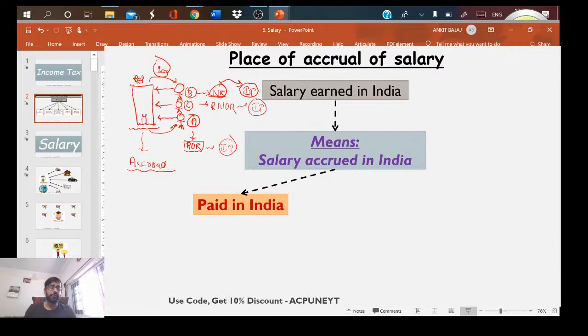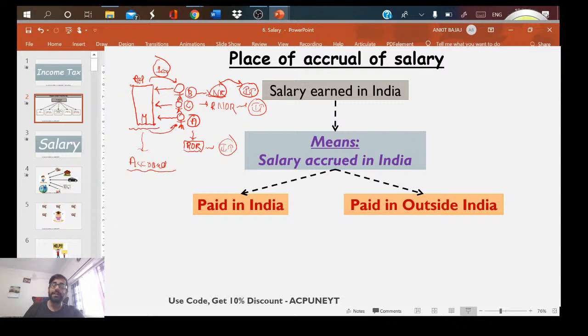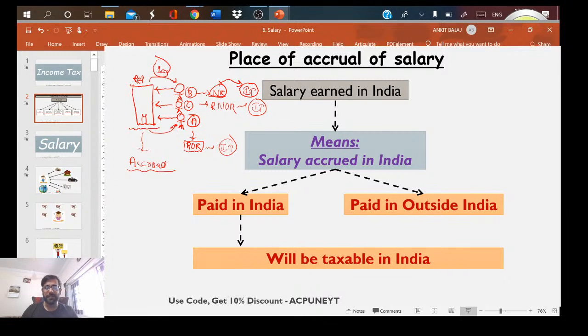Even if you are a non-resident, if salary is getting accrued in India, that will be taxable in India. Salary earned in India, salary accrued in India. If salary is paid in India, then it will be taxable in India. If salary is paid outside India, then it also will be taxable under the head income under the Income Tax Act 1961.